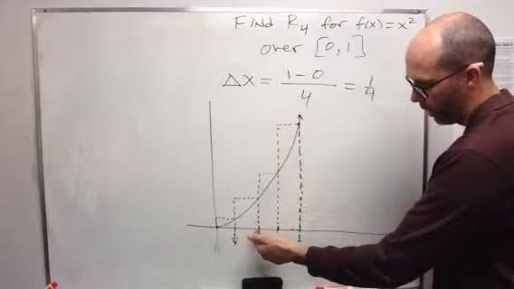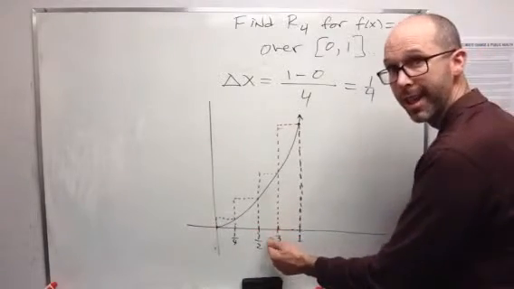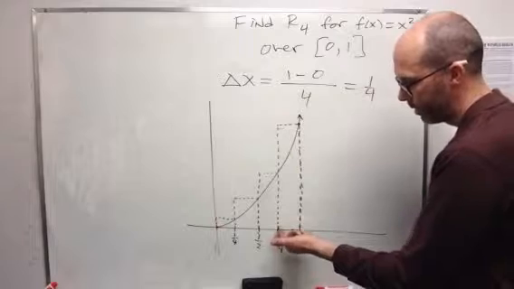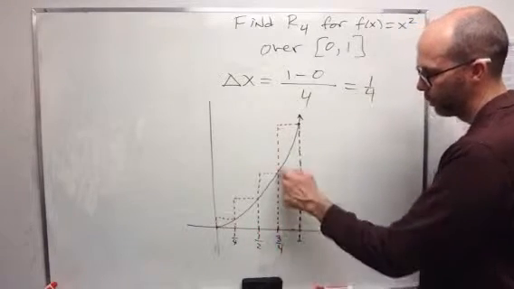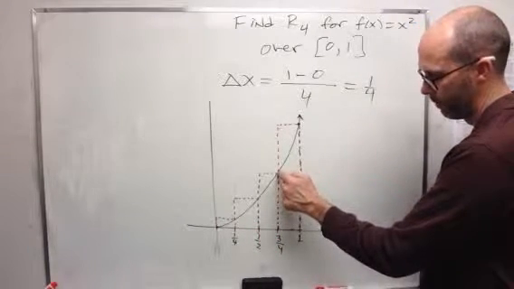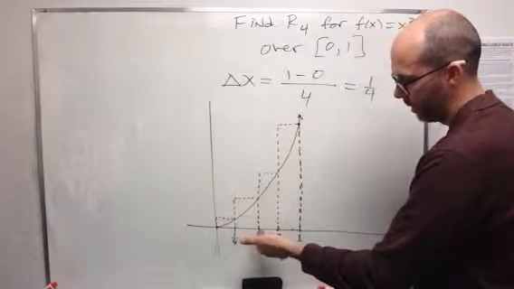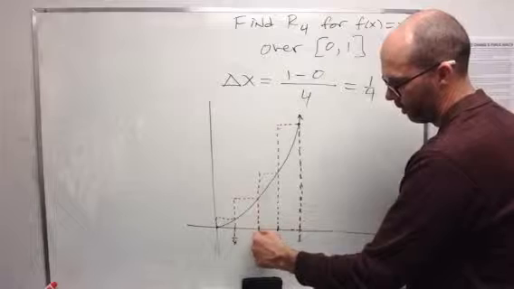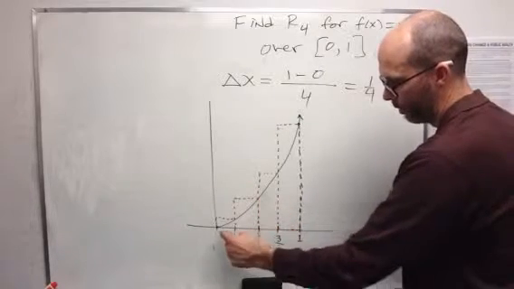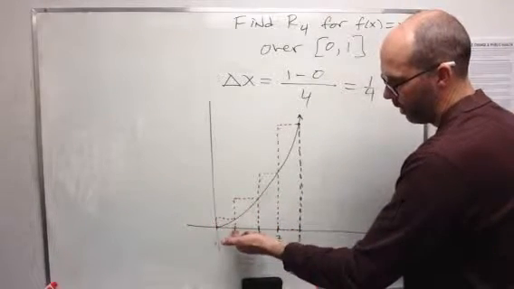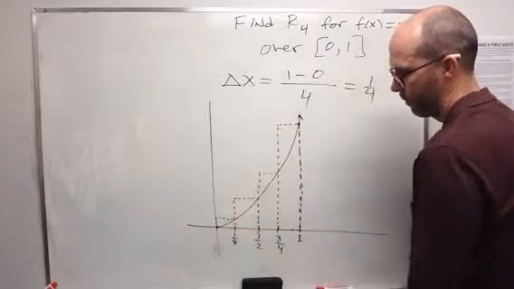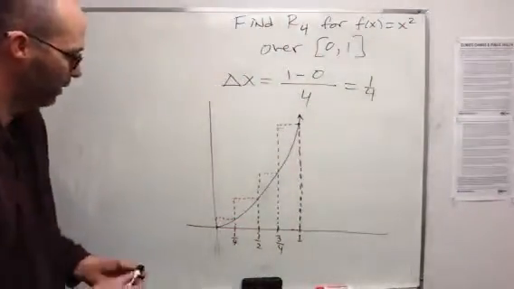For this rectangle, we have width 1/4, that's the delta x. The height is f of 3/4, which puts us right there. For this guy, the width again is 1/4, the height is f of a half. Then a quarter, f of a quarter. So we have 4 approximating rectangles.